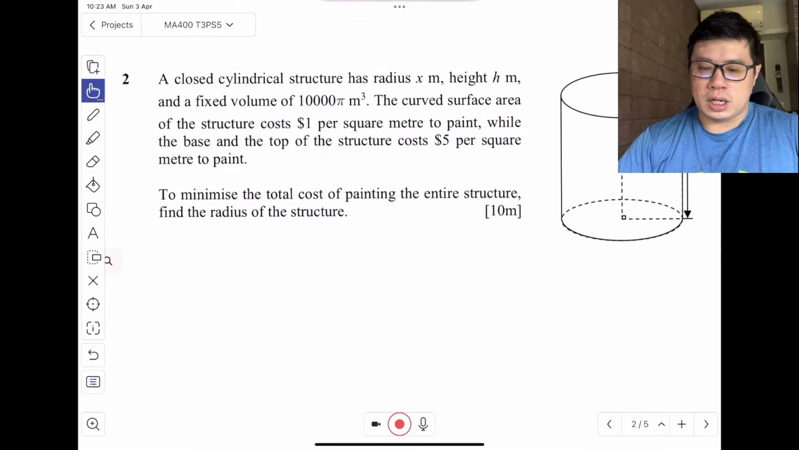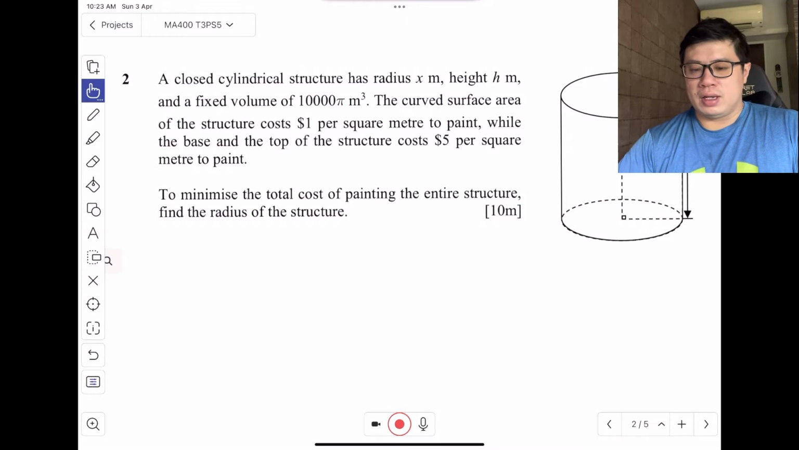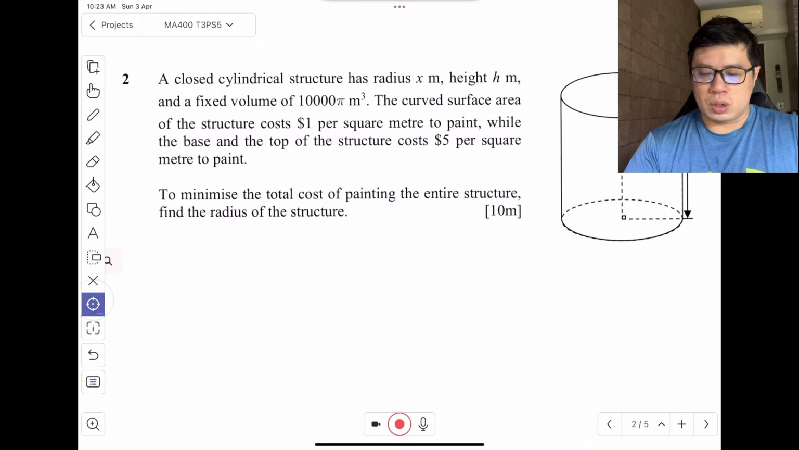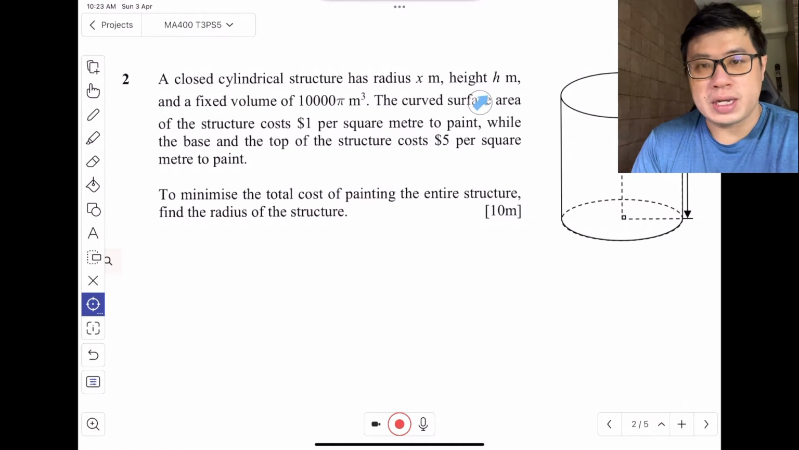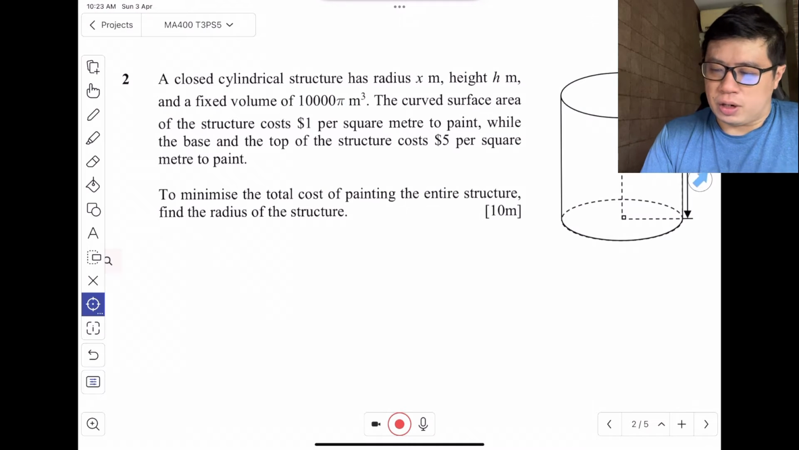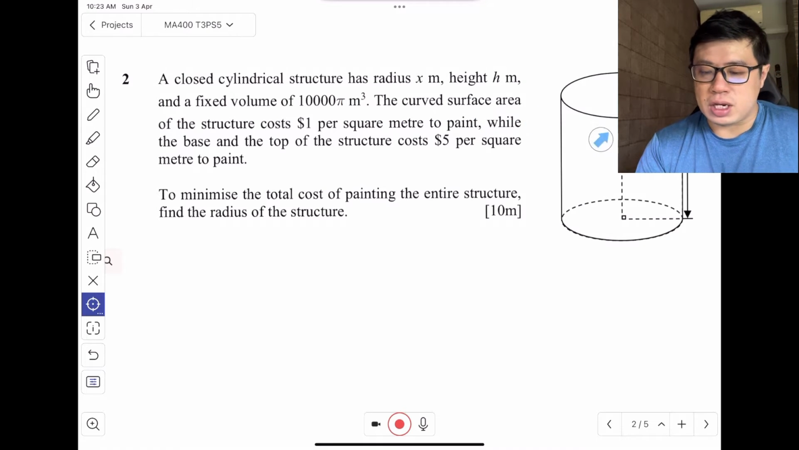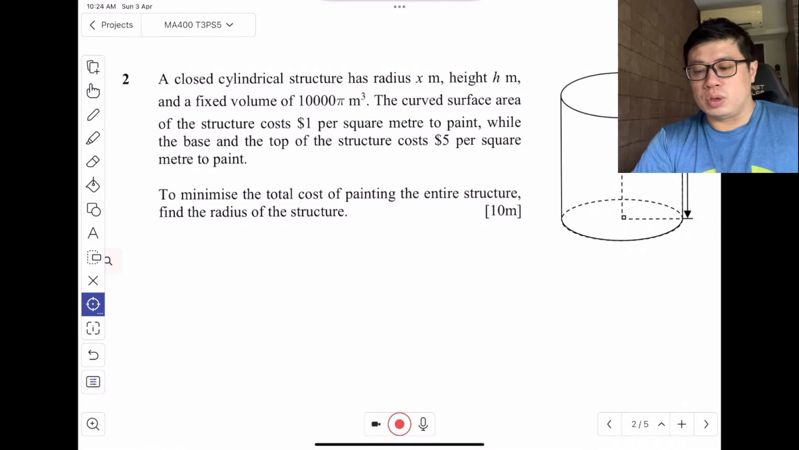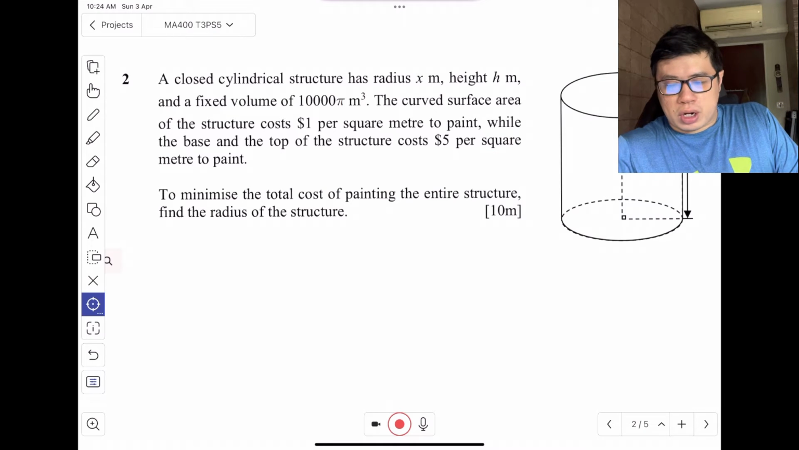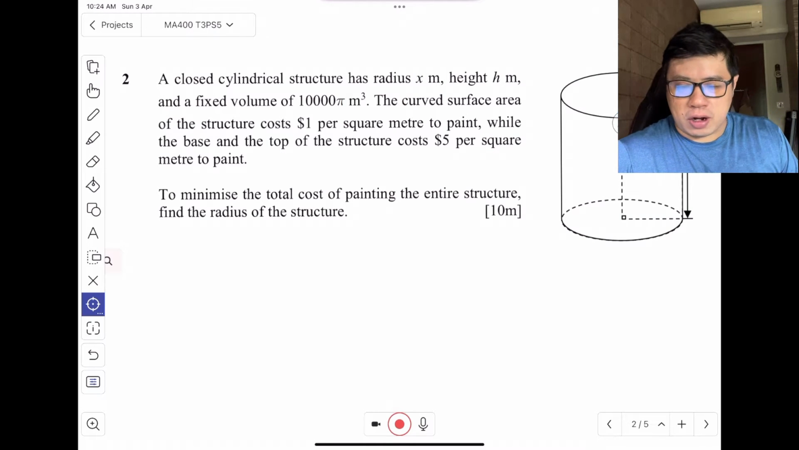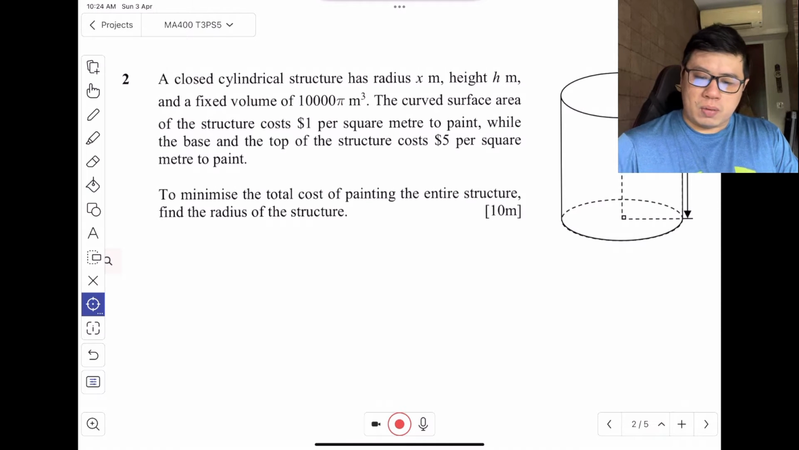Okay, this question is from topic 3, practice set 5. So we are looking at a closed cylindrical structure with a radius x and a height of h meters and a fixed volume of 10,000 pi meter cube. The curved surface area costs $1 per square meter to paint, and the top and the base cost $5 per square meter to paint.